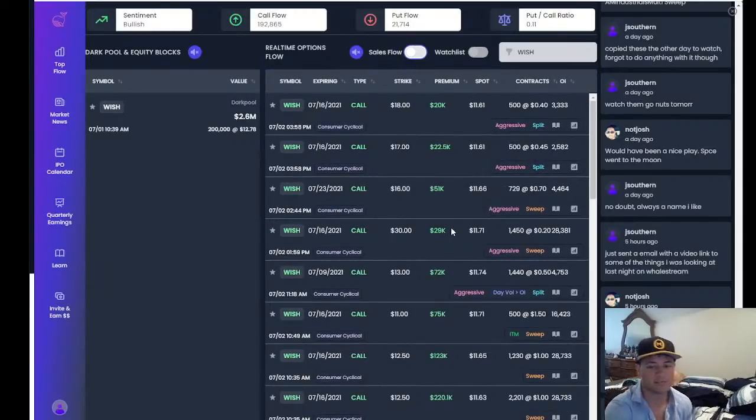All right, I like that. Let's keep this one in mind. Let's keep Wish in mind for a bullish position. If this works out and Wish starts rocketing over the next 2 weeks, then we'll know that this dark pool data would have printed us a ton of money if we had used it.